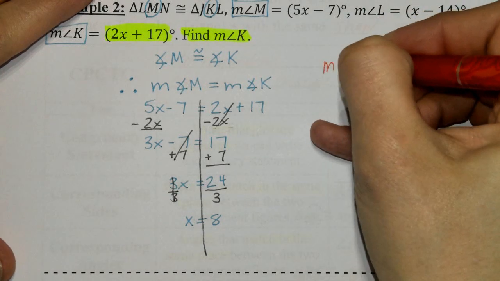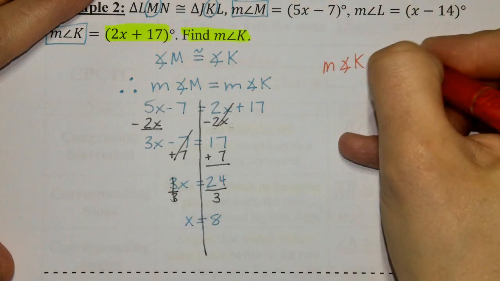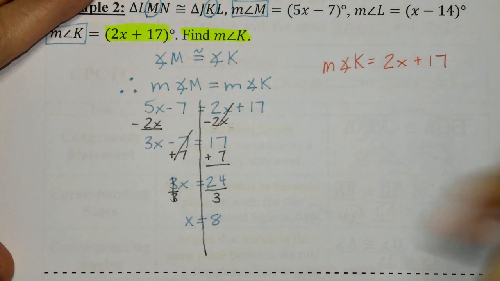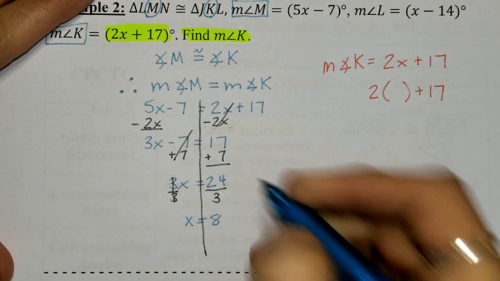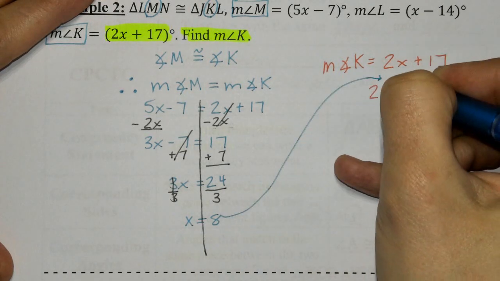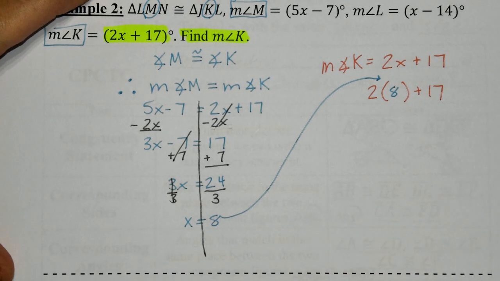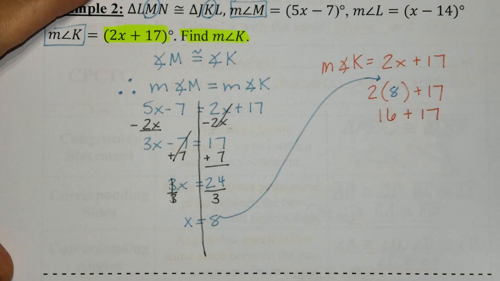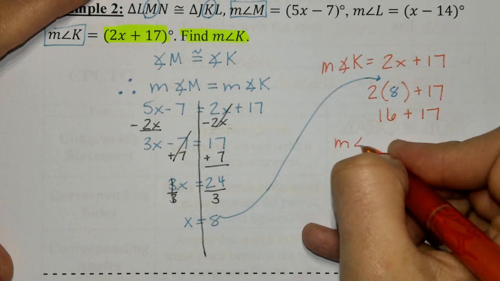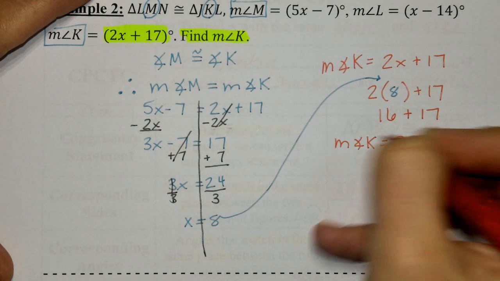Okay? So now we wanted to find the measurement of angle K, so we have to substitute in. The measurement of angle K was equal to 2x plus 17. So we're going to substitute in that x. I was telling my students, you don't have to draw the arrow if you don't want to, but that's for students who are still struggling with substitution. 2 times 8 will give me 16 plus 17. And the measurement of angle K will come out to a total of 33 degrees.